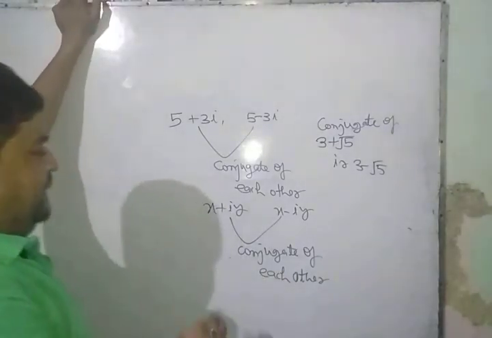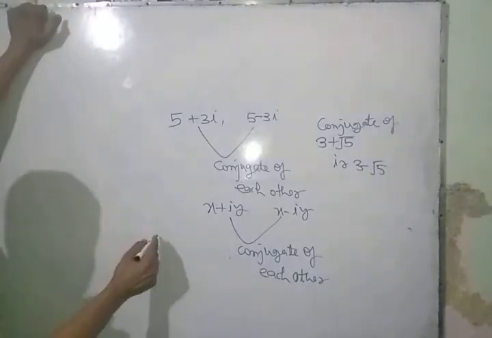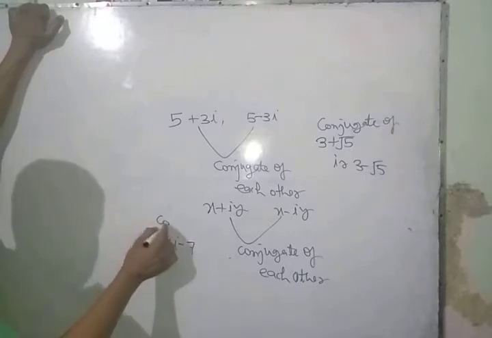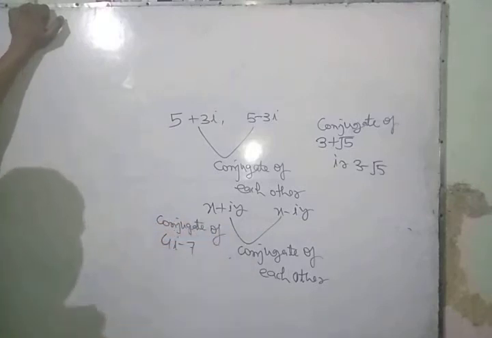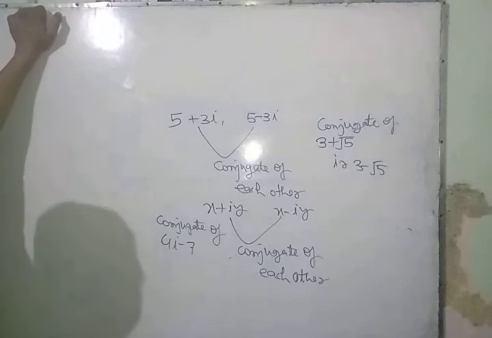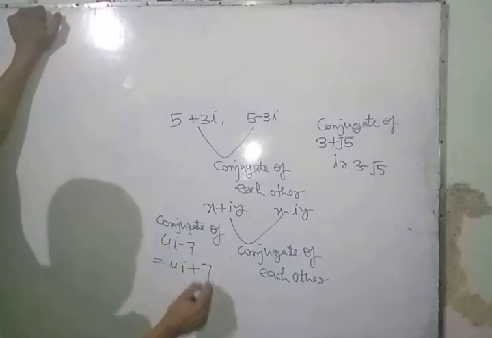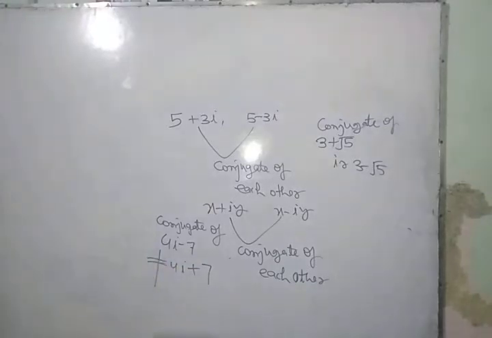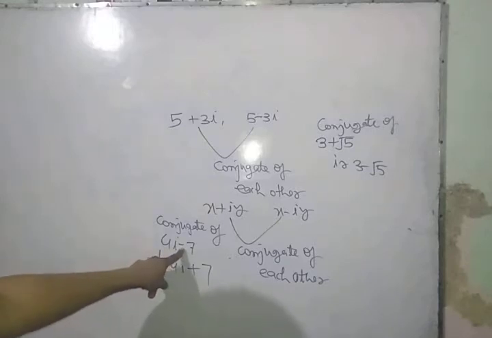But remember one thing. See one example. Suppose somebody asks, what is the conjugate of 4i minus 7? Some of you will tell that it will be 4i plus 7. No, this will not be equal to 4i plus 7. Conjugate doesn't mean only change the sign between 4i and 7.